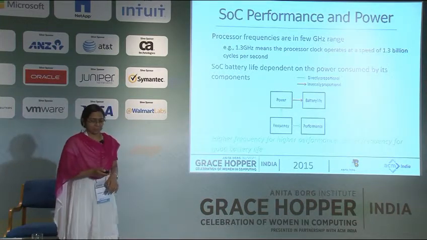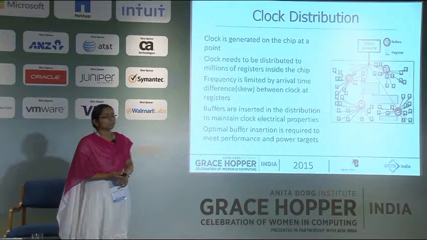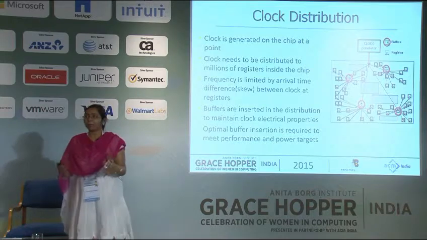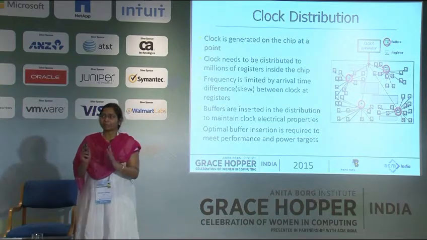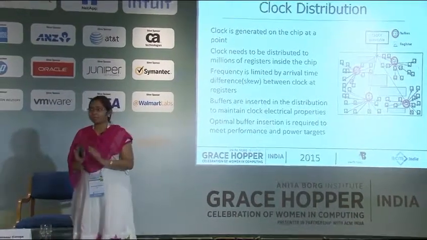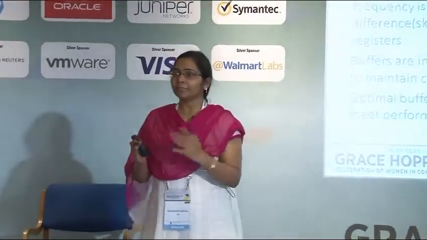Let's see that. Before we go to clock distribution, I want to make a general comparison. Suppose our human body is considered as one SOC. All the parts represent the tiles, the components in the SOC. I will compare the clock generation with the heart and the blood circulatory system with the clock distribution network. As you know, blood circulation plays an important role in our body.